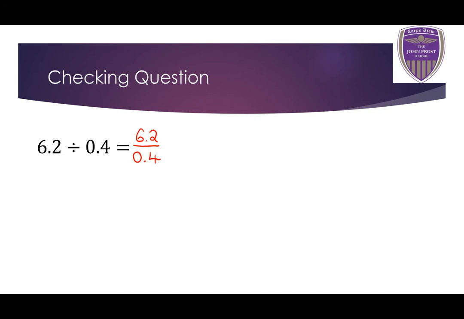So 6.2 divided by 0.4. Well, I don't like those numbers at all. So I'm going to multiply 0.4 by 10, which will give me 4. I have to do the same to the top number to keep it equivalent, which is 62. Now this looks a bit better now. So the question I'm going to be solving is 62 divided by 4. So here we go with the bus stop.